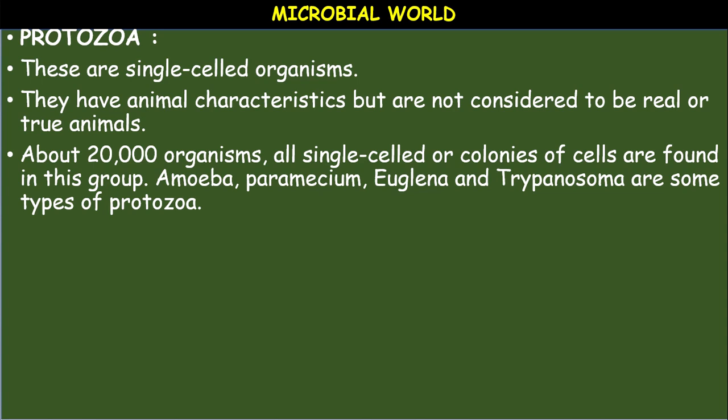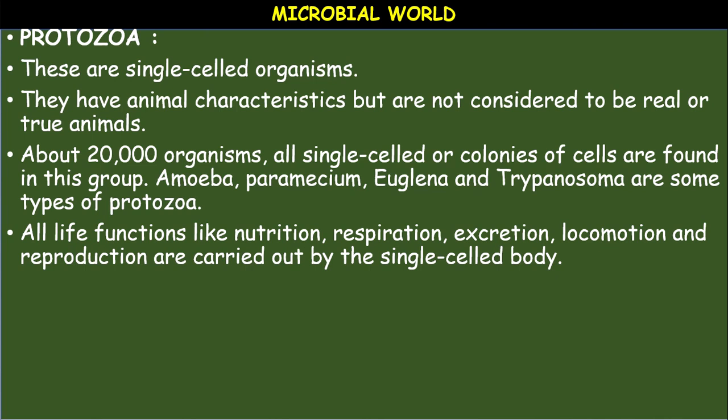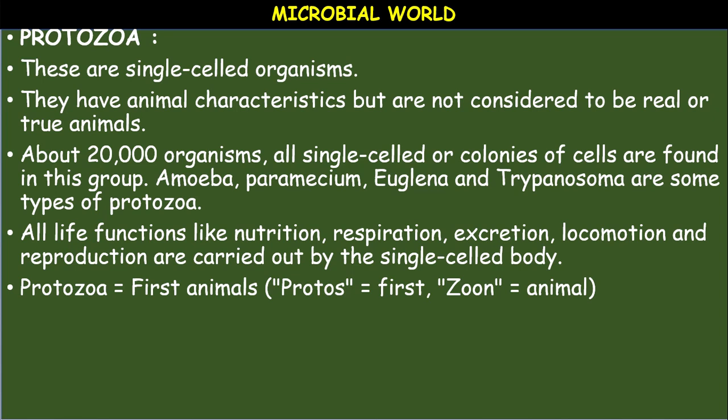About 20,000 organisms, the protozoa, all single celled or colonies of cells are found in this group. Amoeba, Paramecium, Euglena, Trypanosoma are some of the protozoans. All life functions like nutrition, respiration, excretion, locomotion and reproduction are carried out by the single celled body. Okay. And proto means first, zoon means animal.